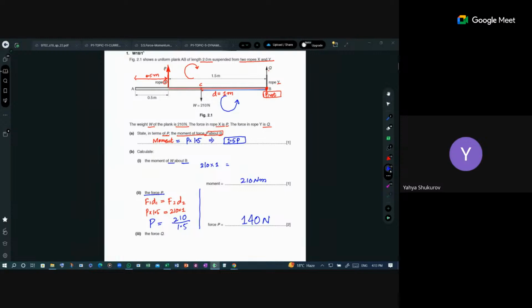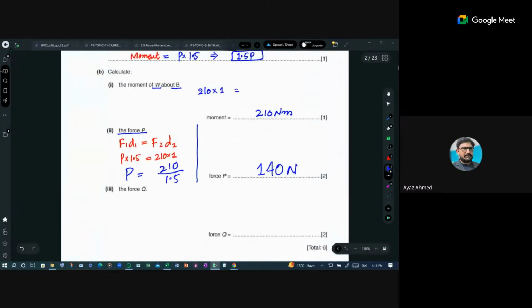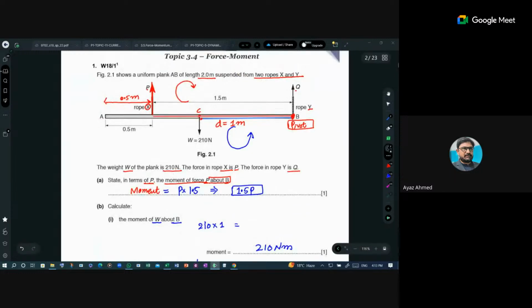Yes. Okay, then the last question, the force Q. What will be the value of force Q? How to solve that? Check this one out. The rod is in equilibrium. It means this force is 140. This is unknown because this is passing through the pivot, so it will not cause any motion. And your downward force is 210.